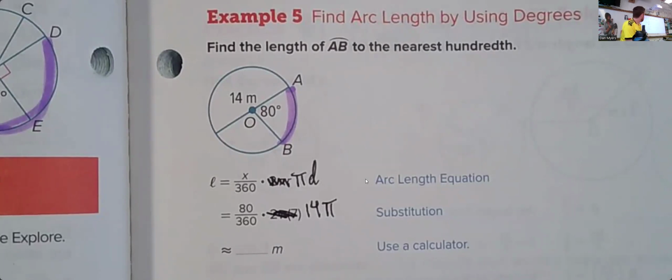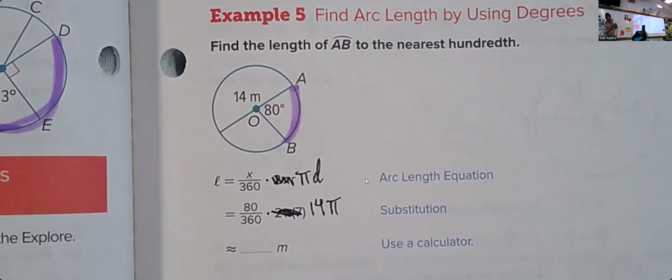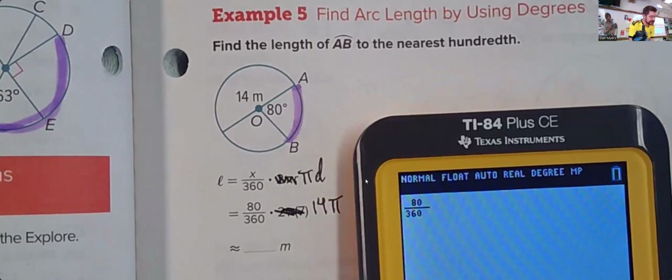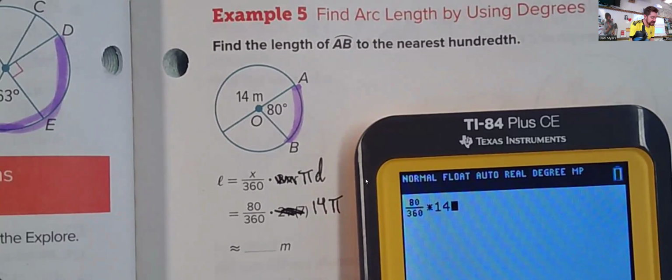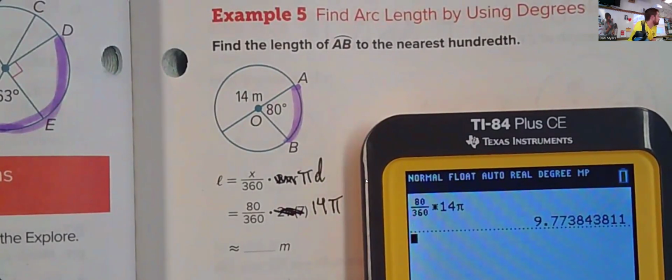That's because we're using pi times diameter instead of 2 pi r. All you need to do now is multiply on your calculator 80 over 360 times 14 pi, and whatever that is, is your answer. So you can grab a calculator here. 80 out of 360 times 14 pi. So the length of that arc is about 9.77 meters. That's what we get.